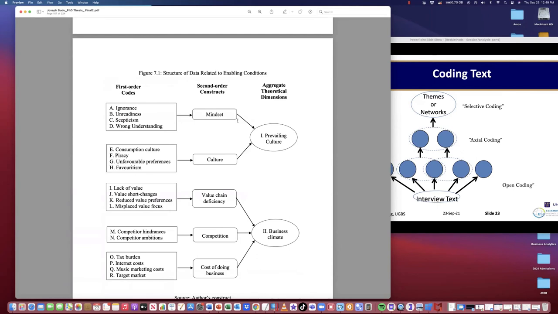When you find something, you discuss and compare it with the literature.